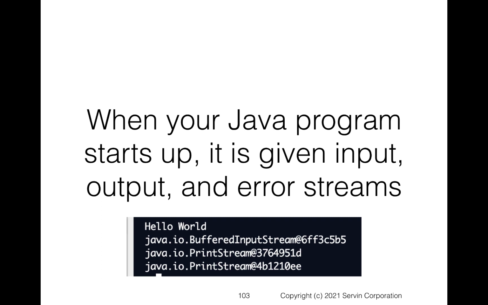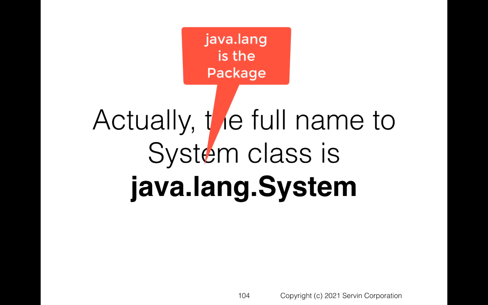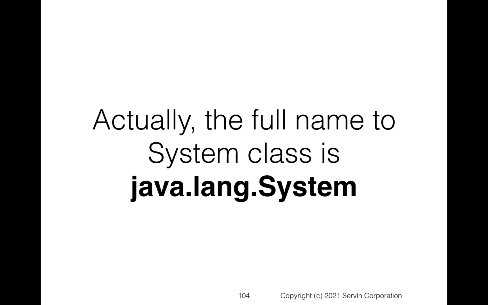Now when your Java program starts up, it's given input, output, and error streams. So keep that in mind. You always get the input, the output, and the error streams. And actually, the full name of this system class is java.lang.System. So here again, java.lang is the name of the package, and inside this package it has a number of classes, and the one we're using here is System.